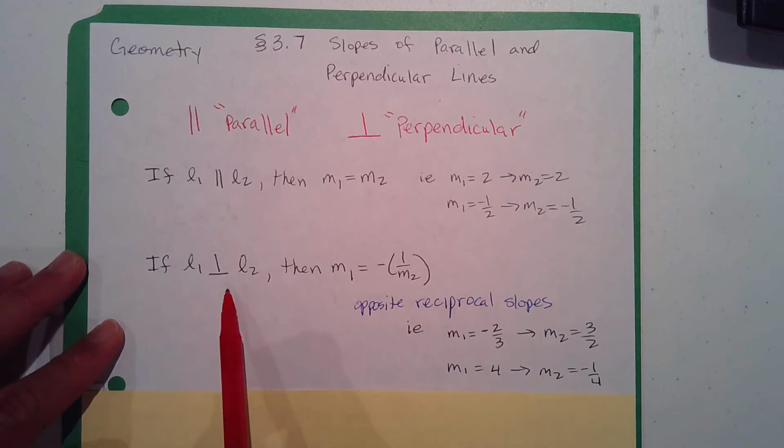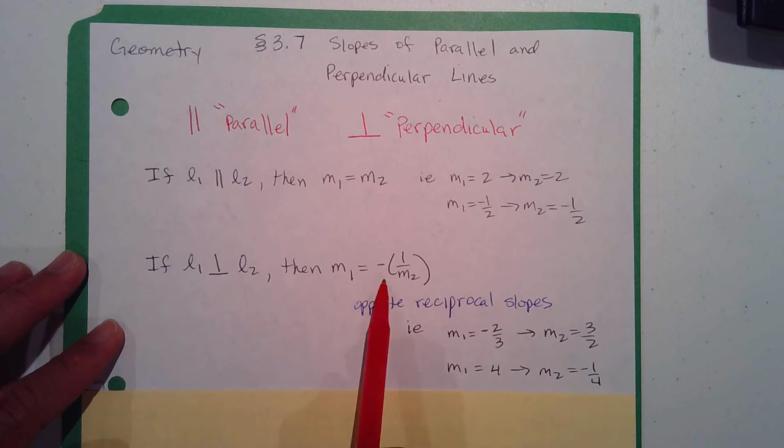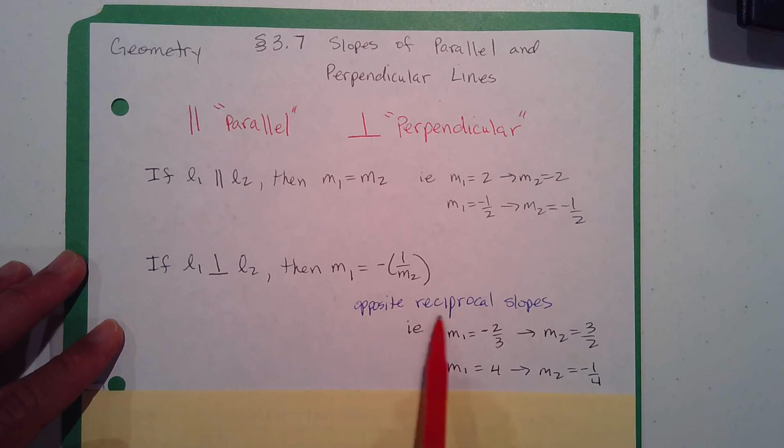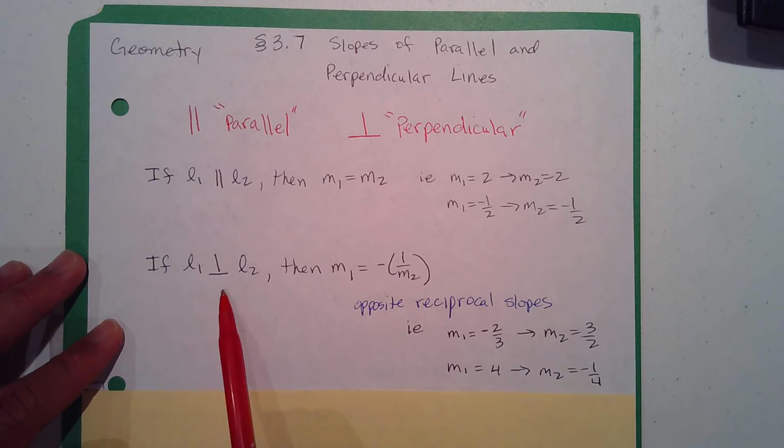If line 1 is perpendicular to line 2, then slope 1 is equal to the opposite reciprocal of slope 2. Again, this is opposite reciprocal slopes. So if we have opposite reciprocal slopes, then the lines are perpendicular.